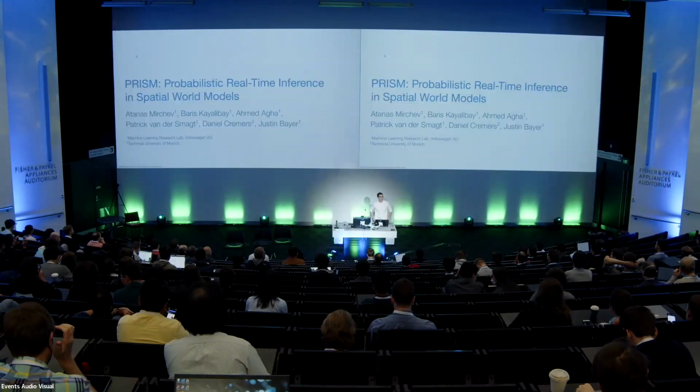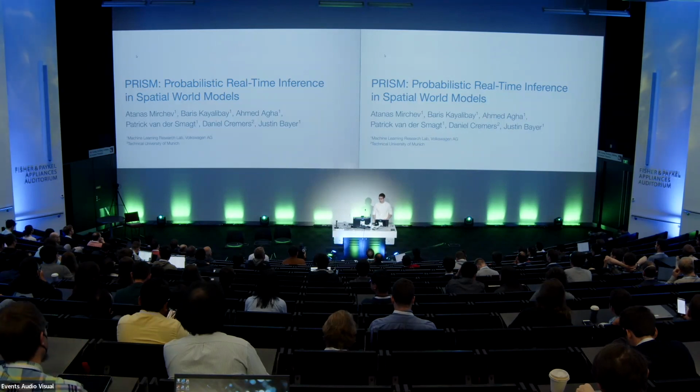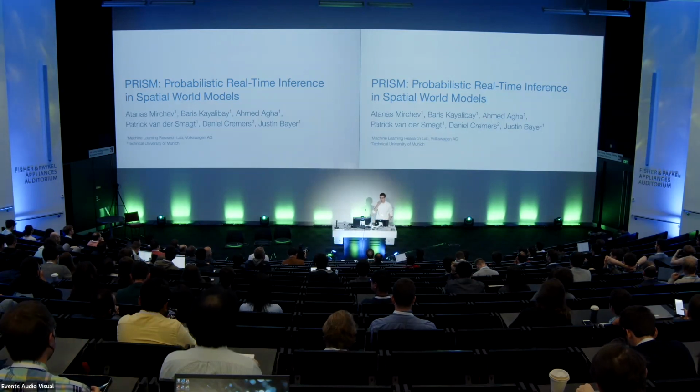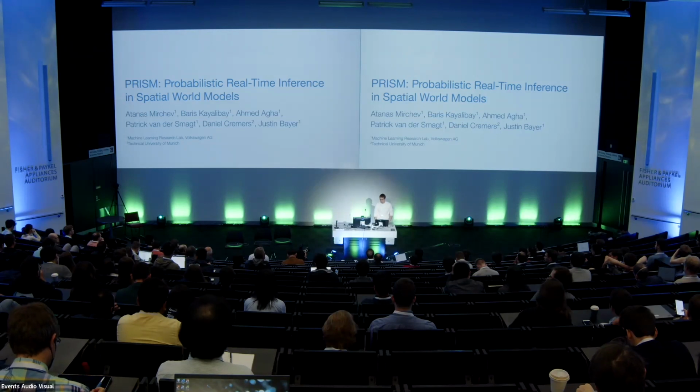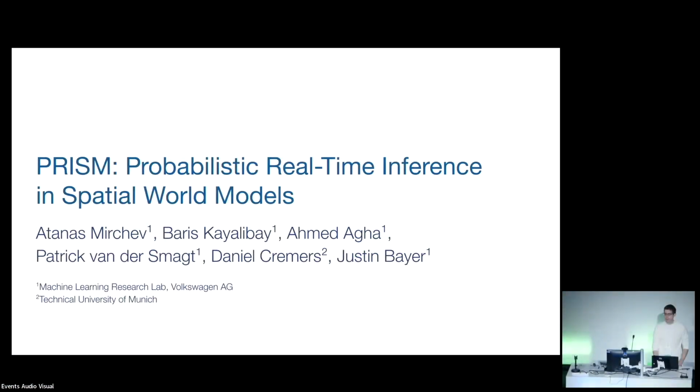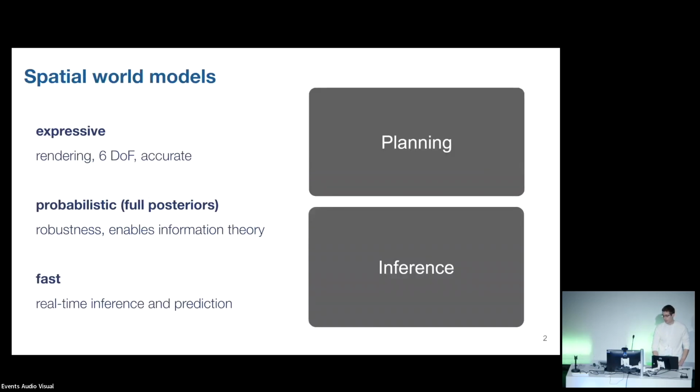Hi, everybody. So my name is Athanas. I'm a member of the Machine Learning Research Lab in Munich, Germany. And today I'm going to talk about PRISM, which is a method for spatial inference, specifically in spatial world models. And this is done by me and colleagues. As I said, we are part of Volkswagen AG.